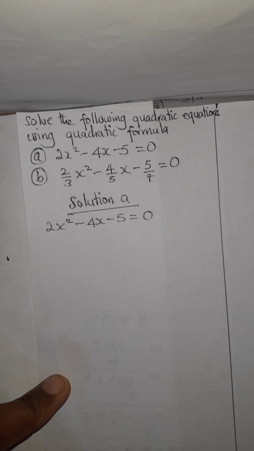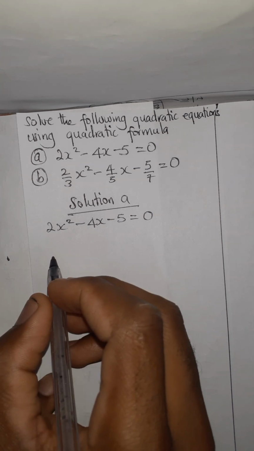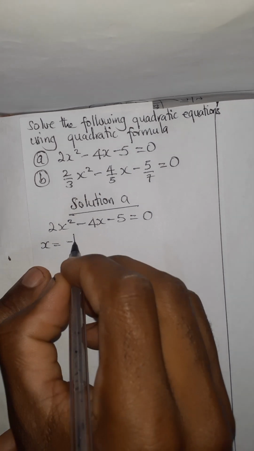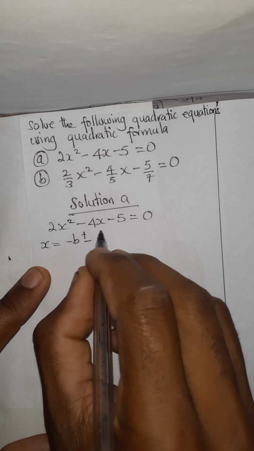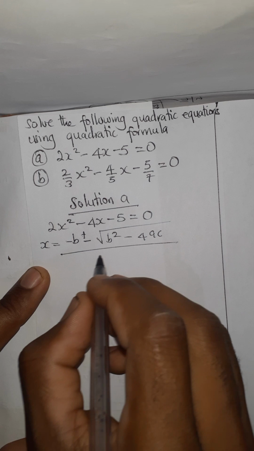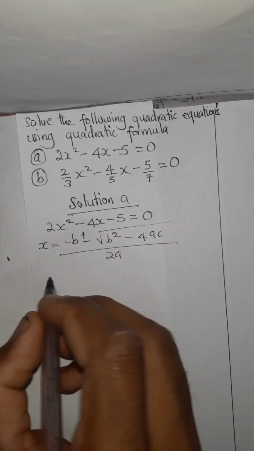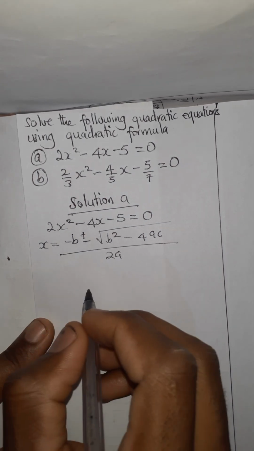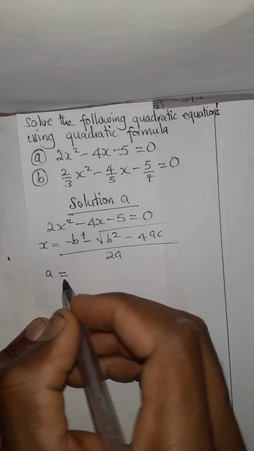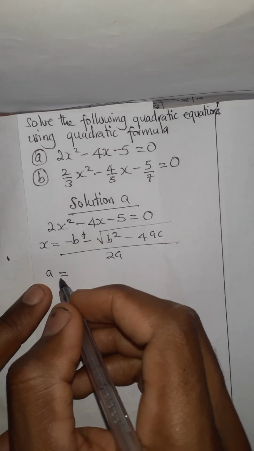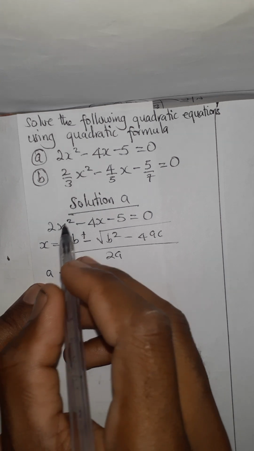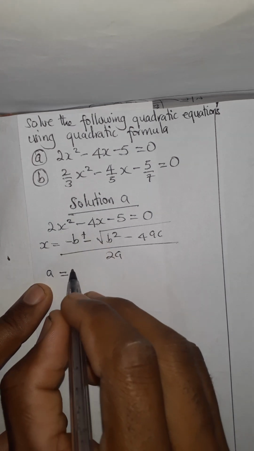Now that one, we have to start by stating the quadratic formula, which is x is equal to minus b positive or negative square root of b squared minus 4ac, the whole of this over 2a. After that, we have to list down the values of the variables. For example, a is equal to the coefficient of the quadratic term. The quadratic term is x squared, so the coefficient of x squared is 2.